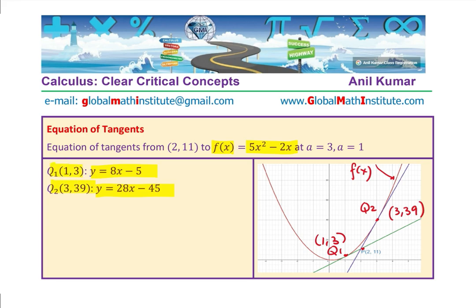Perfect. So I hope you understand and appreciate how the concept of finding equation of tangents from an external point can be easily understood, right? So that is what we call clear critical concepts, so that such questions can also be solved in test papers without any difficulty.